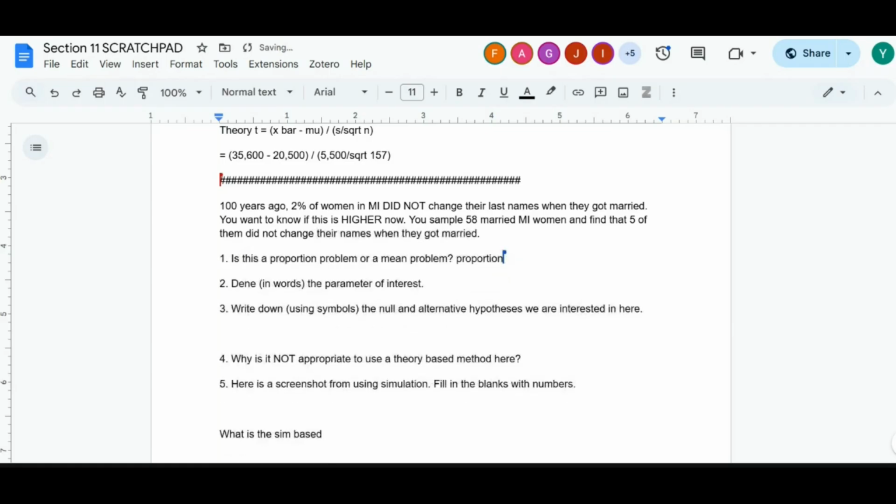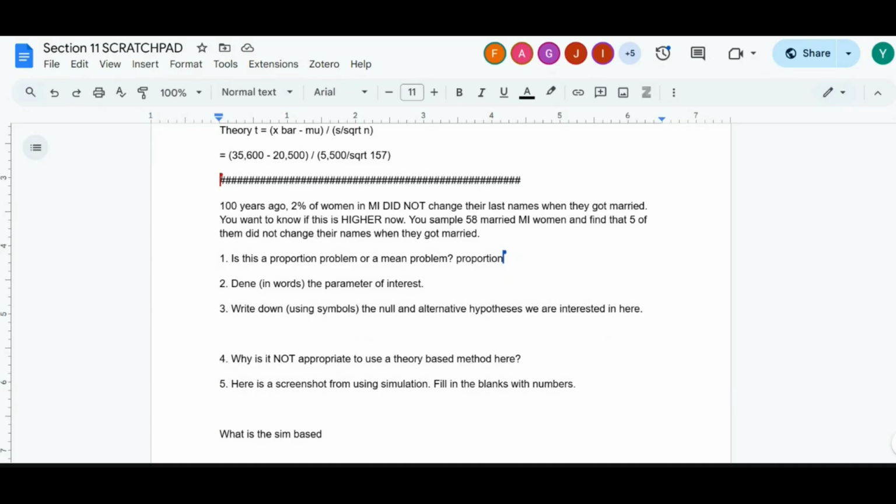Very good, I can see. Is this a proportion problem? Yes, of course it is. Because you talk to a married woman and ask them, did you change your name? What are you going to say? 5? I didn't ask you how many times you changed your name. I said, did you change your name when you got married? The answer is yes or no. So it's going to be a proportion problem.